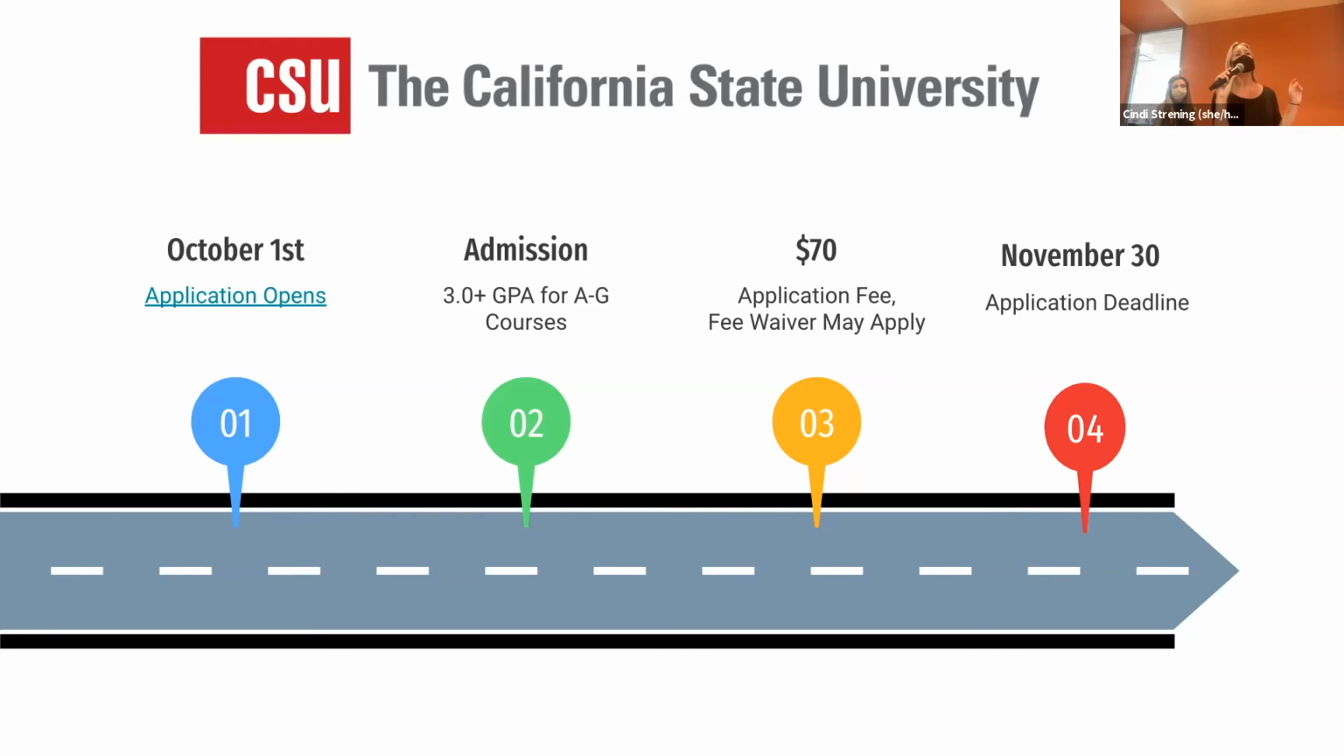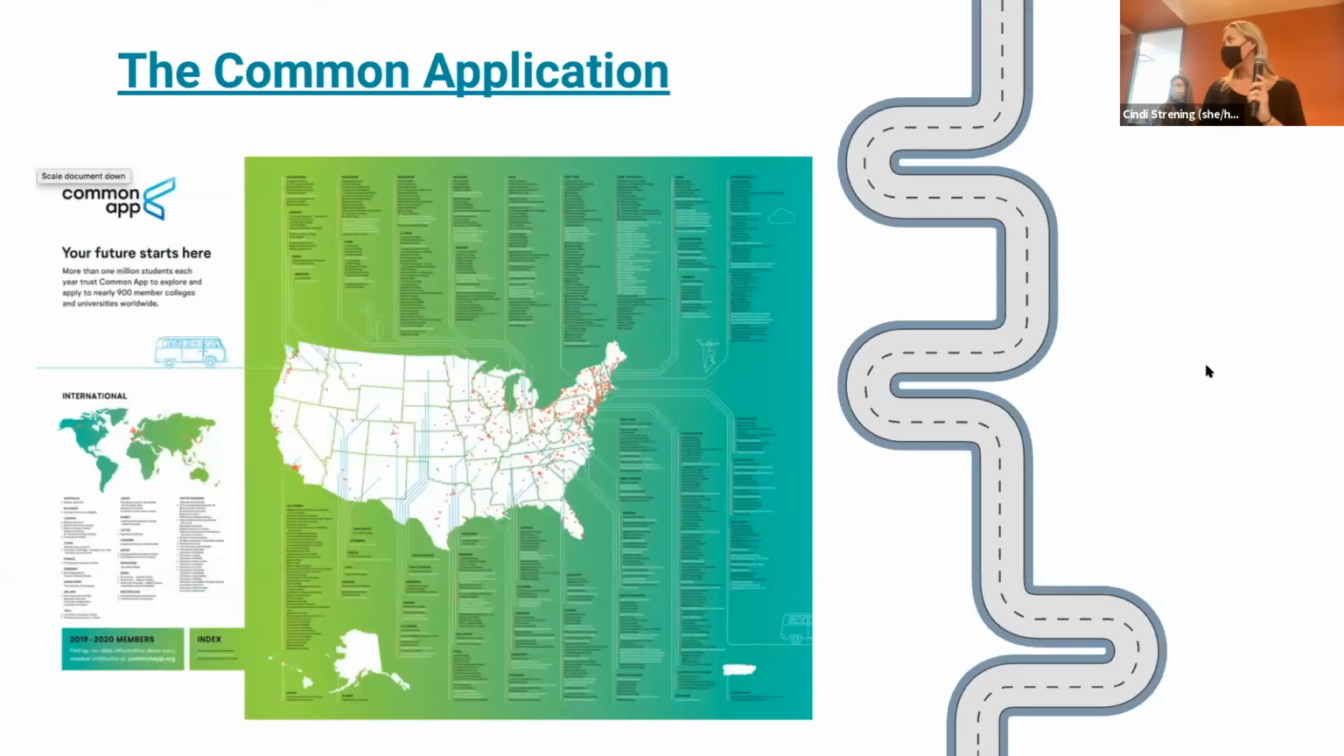The admission requirements are a 3.0 or higher for A through G courses, just for the A through G courses. There is another $75 application fee, and a fee waiver may apply for these. And then again, November 19th, even though the deadline is November 30th, we're really pushing that you get those in on the 19th. Something to keep in mind for the application fees, that's per college. So if you're confused, it's $70 per university.